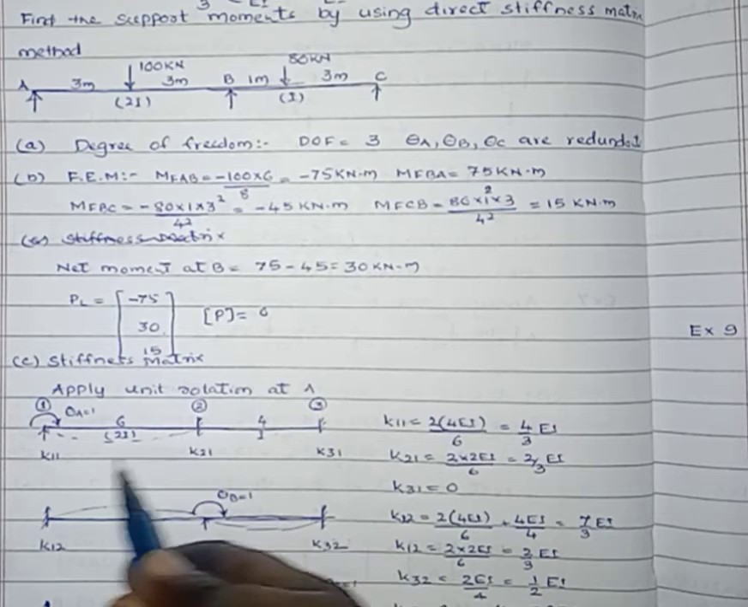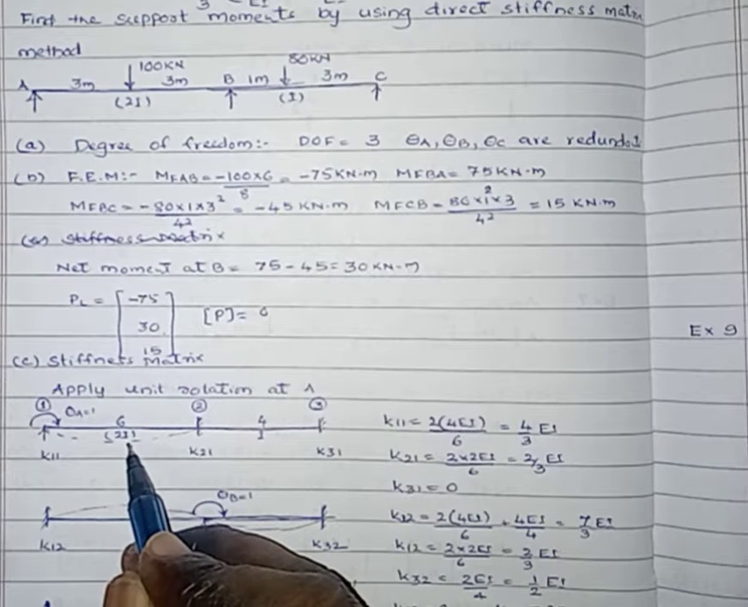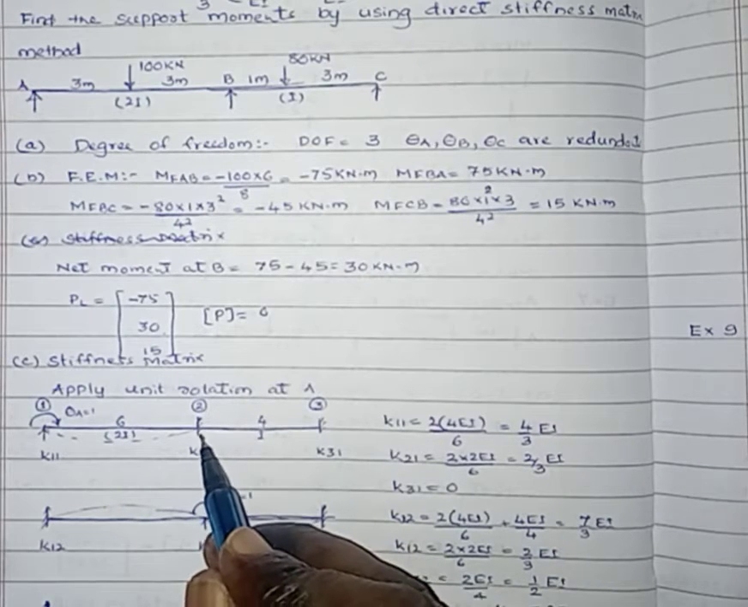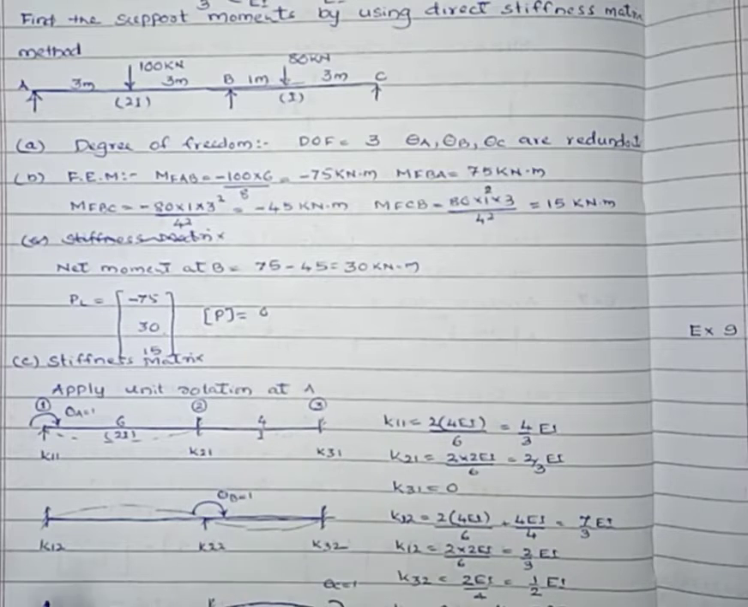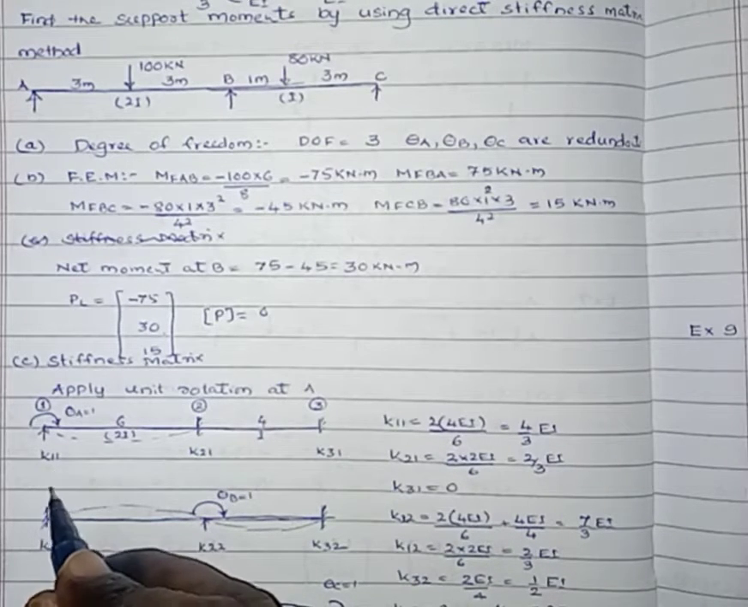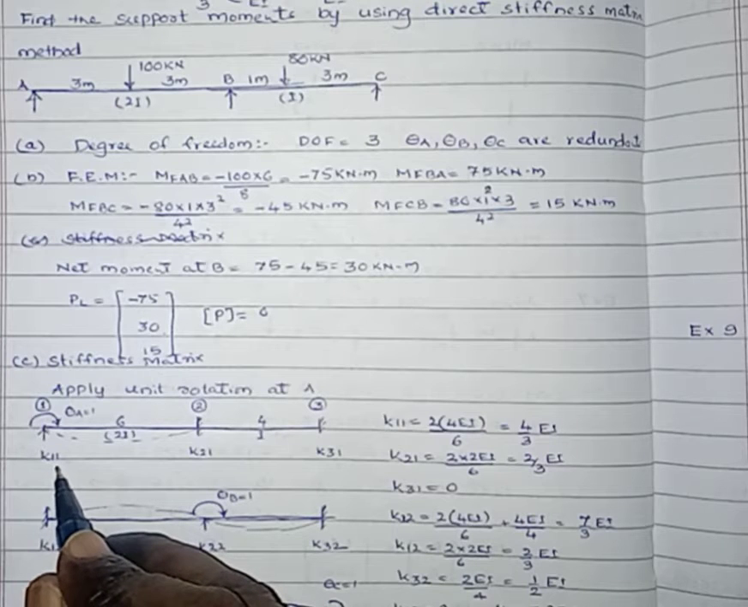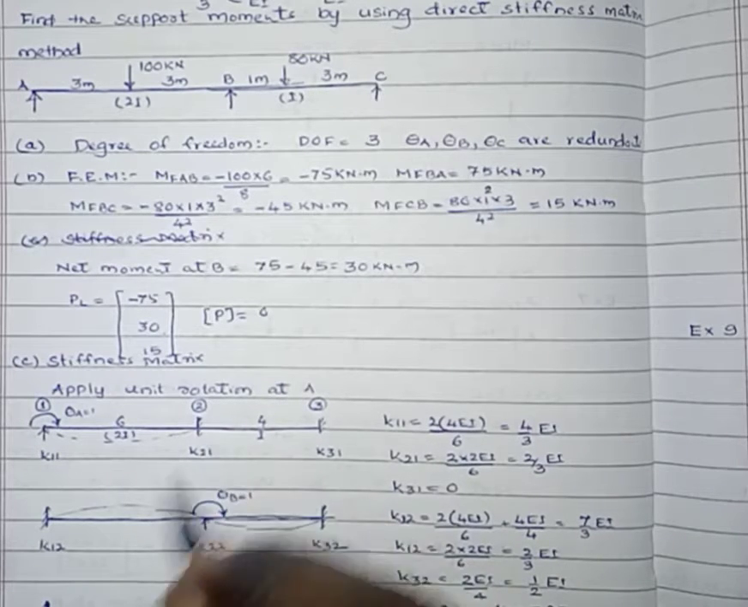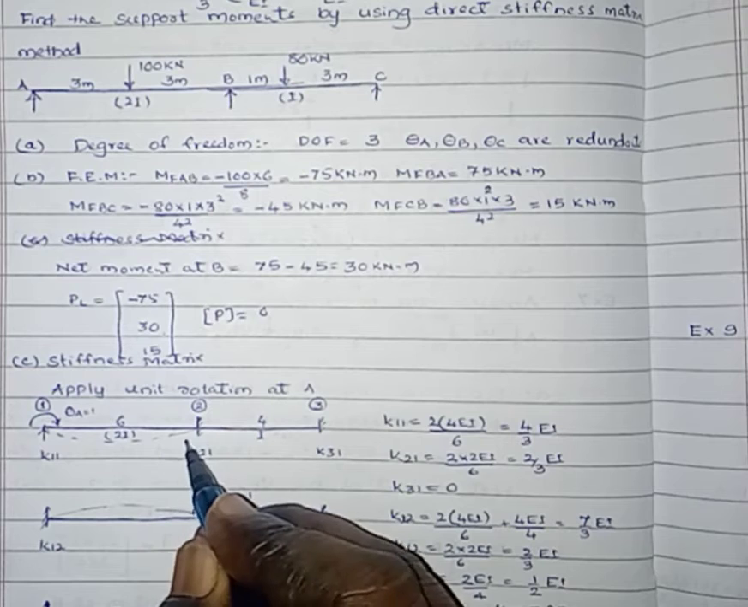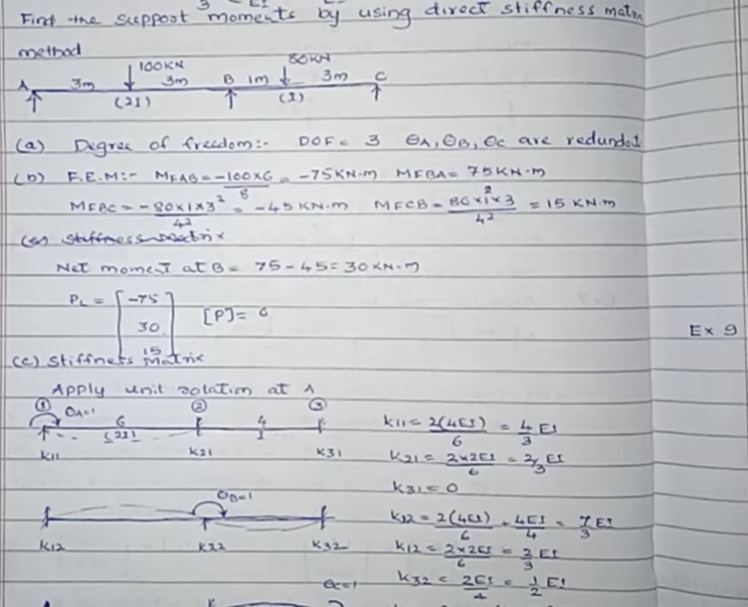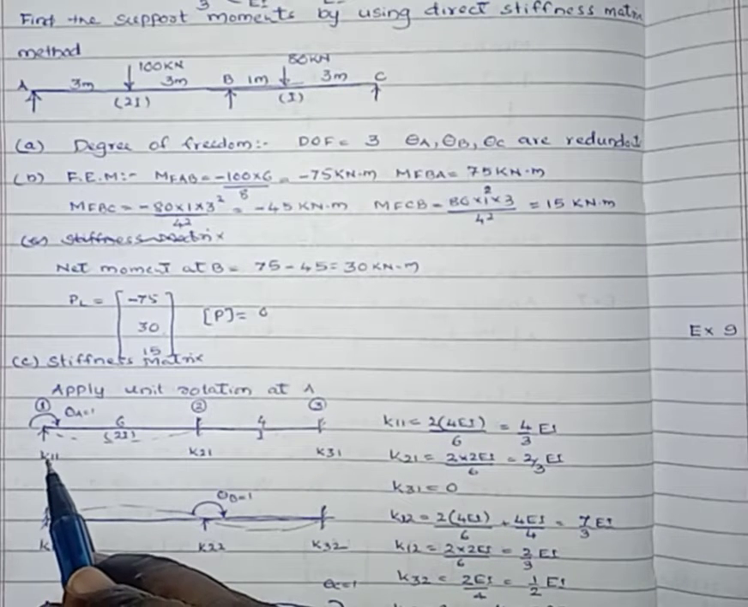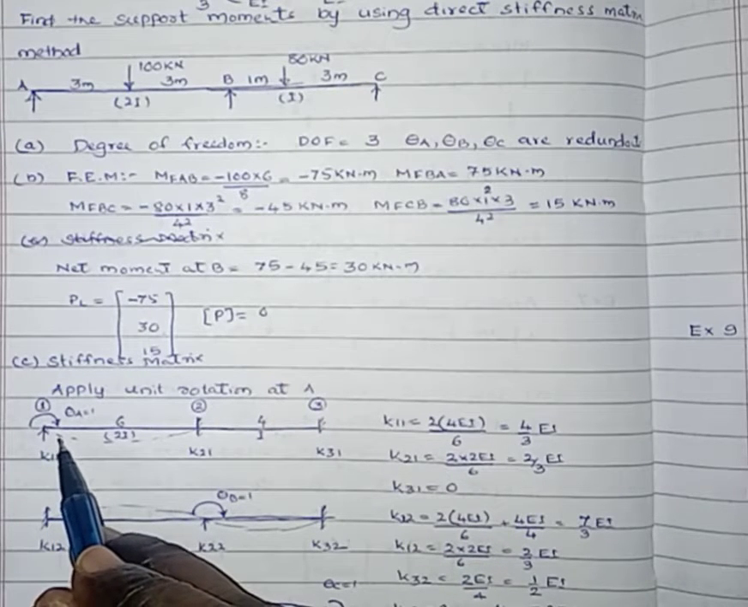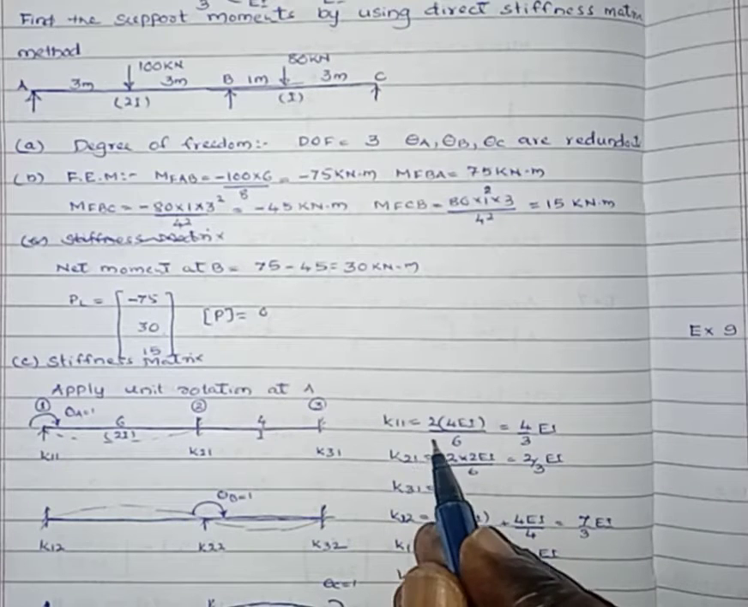Here in span AB, the length is 6 and moment of inertia is 2I. There is no deformation in span BC. Then the stiffness elements: we have applied the unit rotation at 1. K21 is the stiffness value at 2 due to the unit rotation applied at 1. The stiffness value at 1 due to the load applied at 1 is K11.